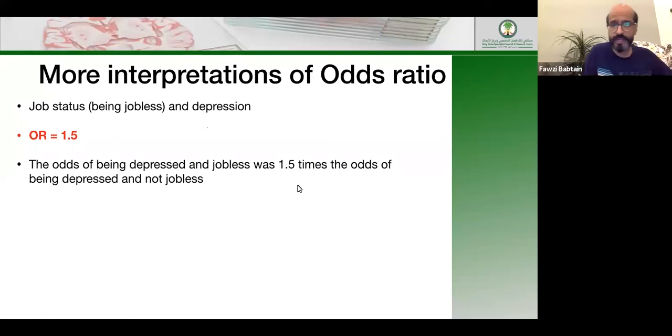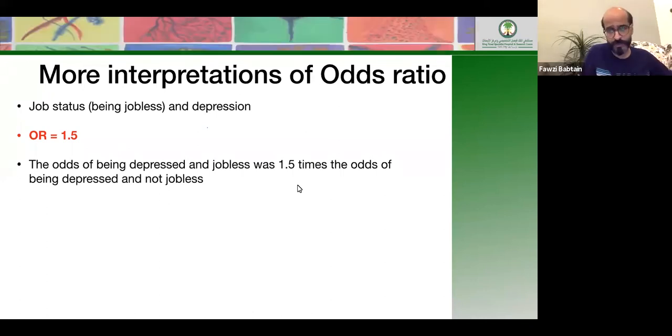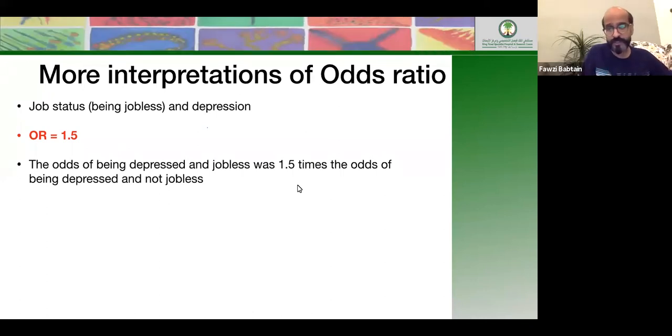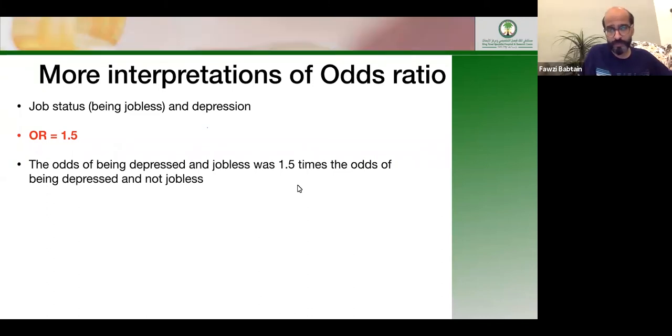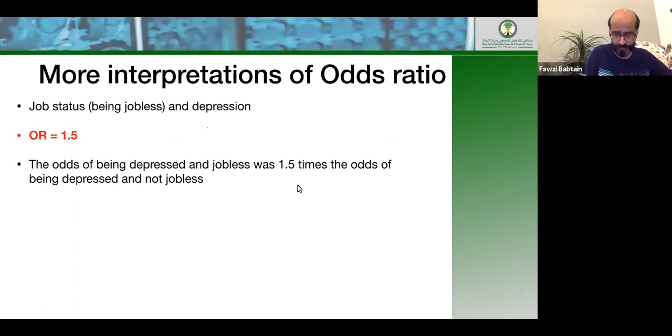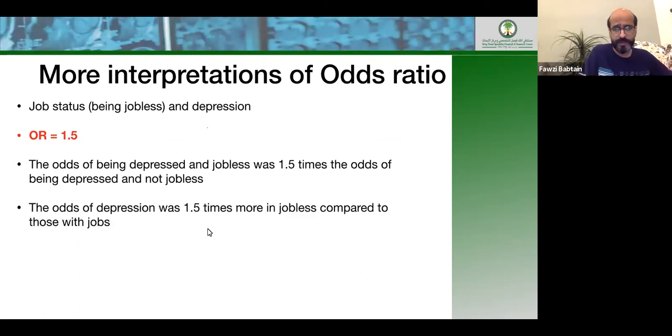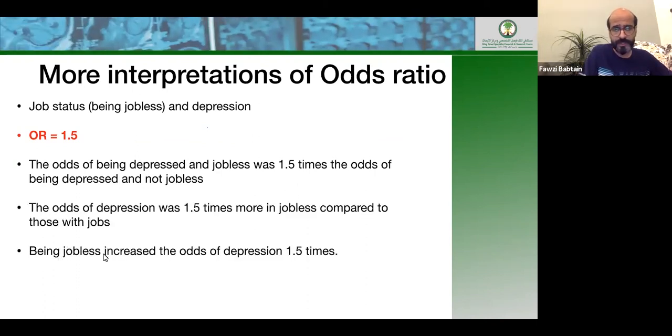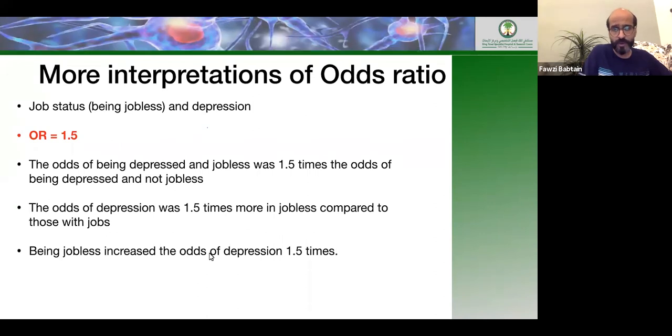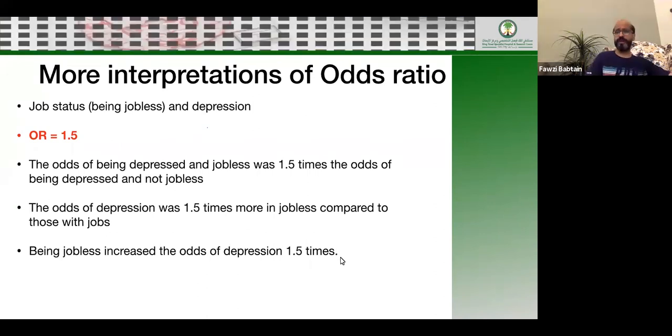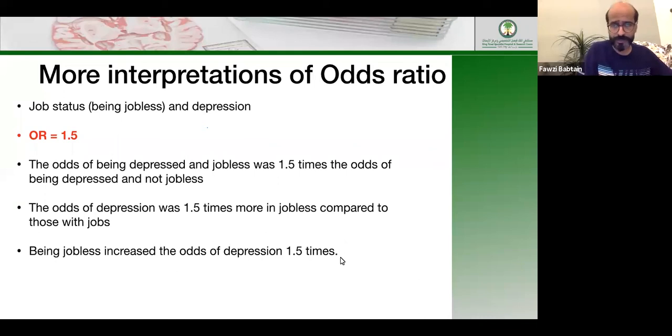My exposure is being jobless. The outcome is depression. So, being jobless increased the risk of depression by 1.5 times. 1.5 times, right? This is the same thing: being jobless increased the odds of depression by 1.5 times.